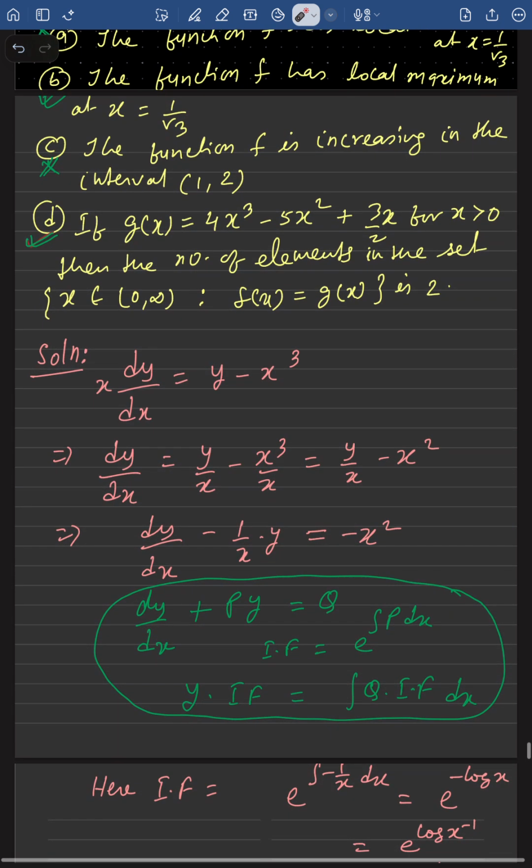So your question has given this differential equation, x dy/dx equal to y minus x power 3. So we can divide this equation by x. So what will you get? Here x will get cancelled, so dy/dx equals y upon x minus x power 3 upon x, which will give x power 2. So dy/dx equals y upon x minus x square. When you bring this term to the left hand side, dy/dx minus 1 upon x into y equal to minus x square.